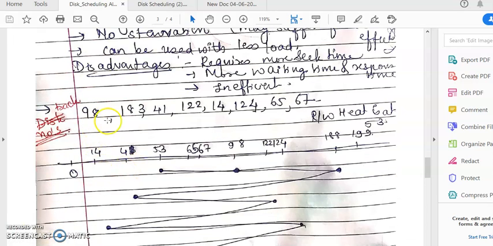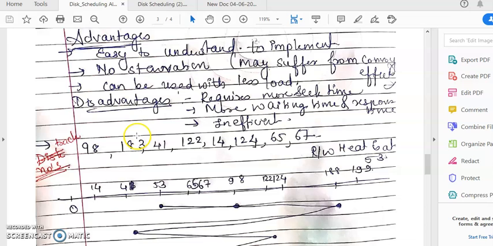These are the track numbers. There is an IO request from the CPU, that is, the track number where the data is present and we need to access it. The first IO request is 98, in the form of a track number. Next is 183, third is 41, fourth is 122, then 14, 124, 65 and 67. So these are the IO requests in the form of track numbers where the data is available.